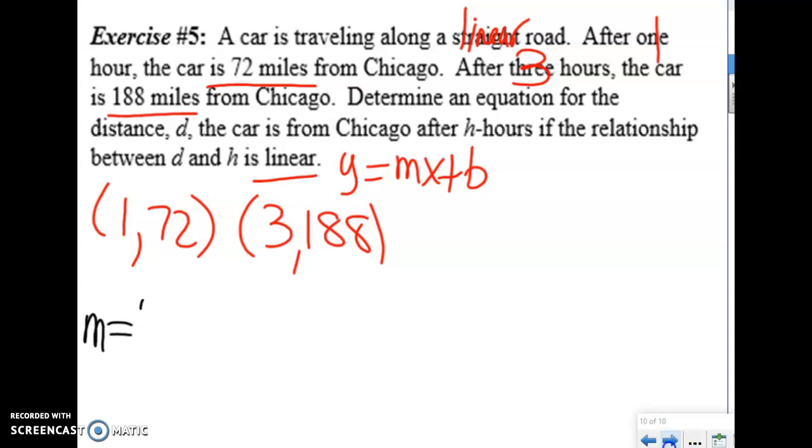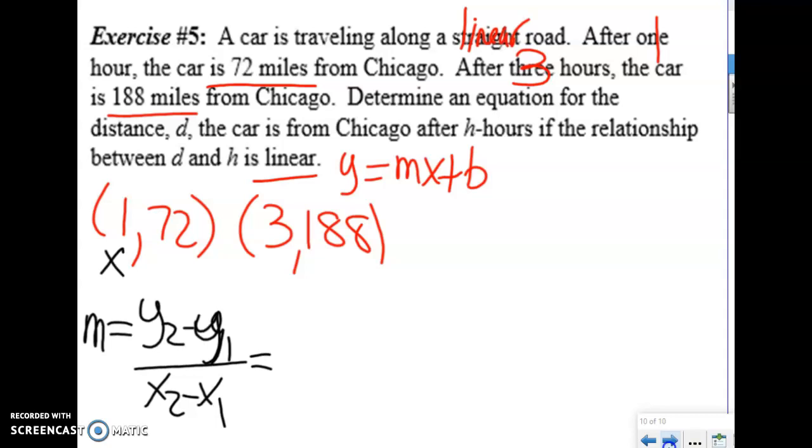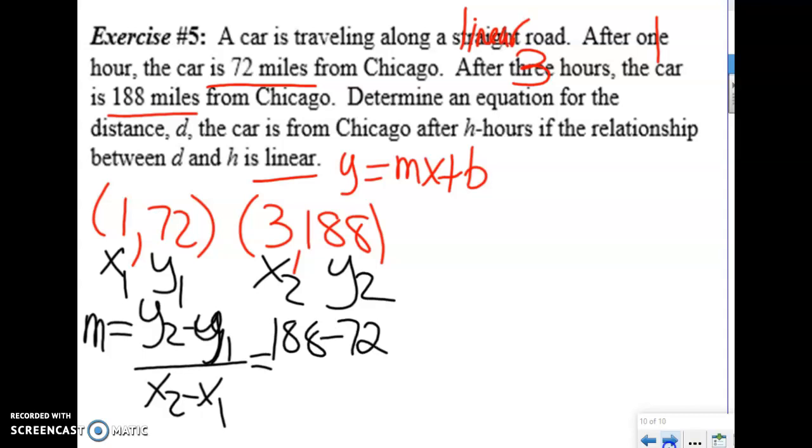Anytime you have 2 points, you can find the slope of these 2 points by using this formula. Okay? So let's go ahead and substitute the x values and the y values. Don't forget to annotate. This is the first, this is the second. So 188 y2 minus 72 over 3 minus 1. Don't make this more difficult than it is. 188 miles minus 72 miles is 116, and 3 hours minus 1 hour means 2 hours.